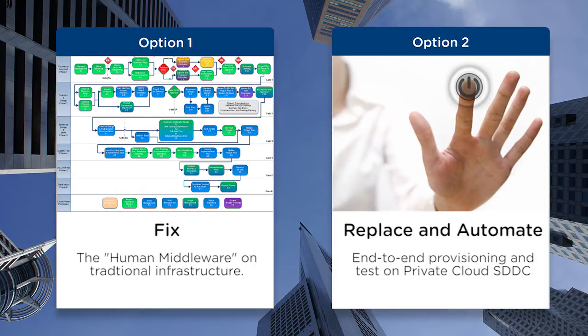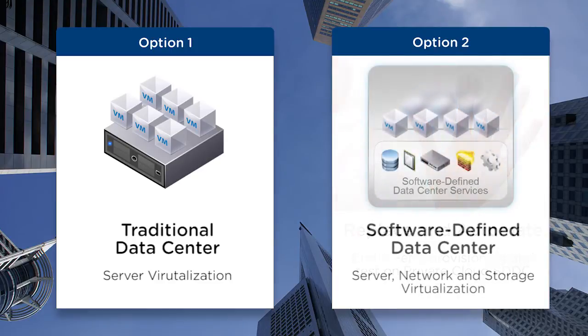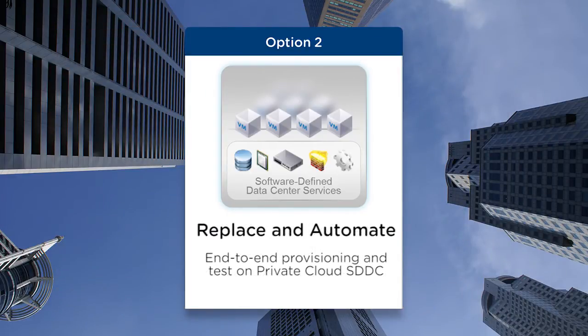The level of automation needed to speed up the process would not be possible in a traditional data center environment. It could only be achieved in a cloud environment based on a software-defined data center, where virtualized compute, storage, and network resources are available on demand. The AppOps team made the decision to replace and automate on a private cloud.